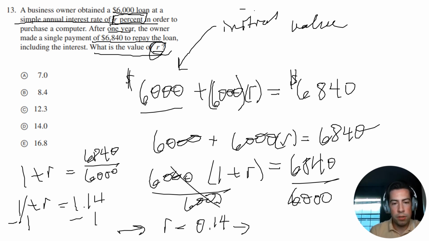Let's convert this to a percentage, because they want it in a percentage. The way that we do that is we just multiply it by 100. So we take this, multiply it by 100, and I get 14.0. All right, guys? So that is our answer.